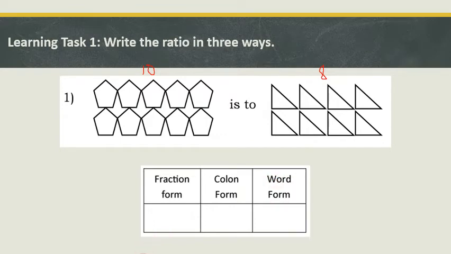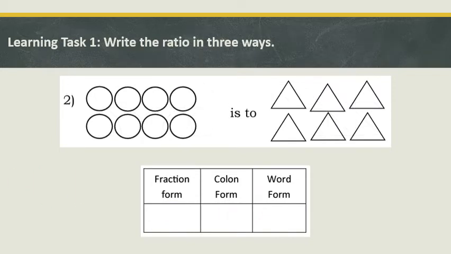So, ngayon, tingnan natin kung yung 10:8 ba is merong lowest term. Di ba, ang 10 and 8 ay pwede nating i-divide sa 2. So, 10 divided by 2 is 5. And 8 divided by 2 is 4. So, ito na yung ating fraction form. So, siya ay 5:4. Gagawin lang natin siyang colon form. And ang word form niya, ganun lang. Nalagyan lang natin ng is to. So, bakit 5:4? Hindi yung 10:8. Tandaan, pag ratio, kailangan naka-lowest term.